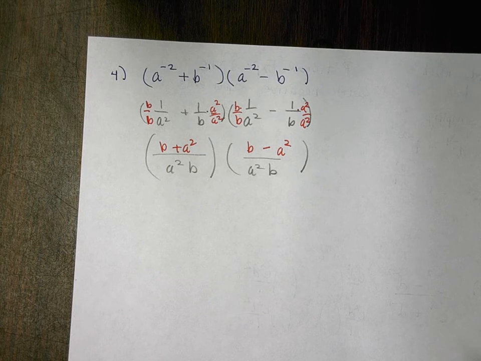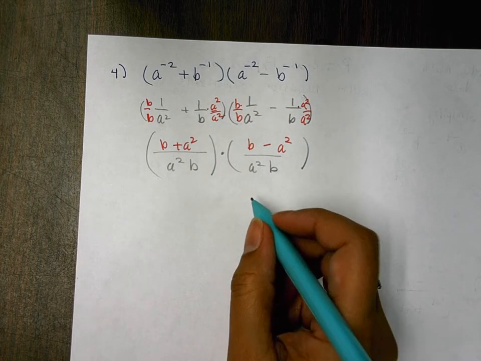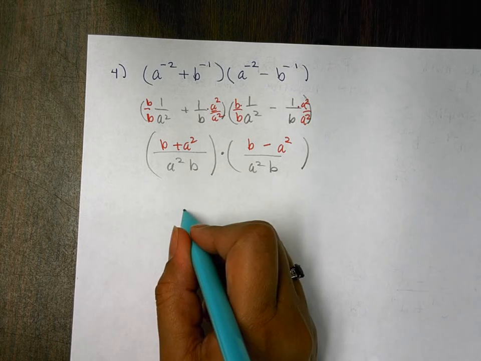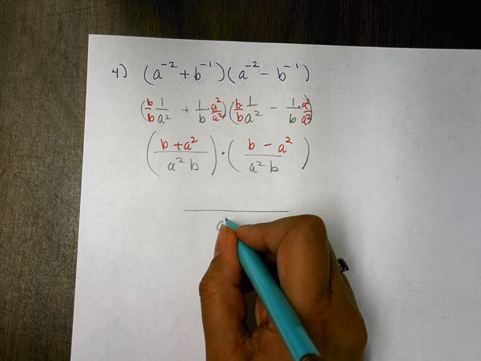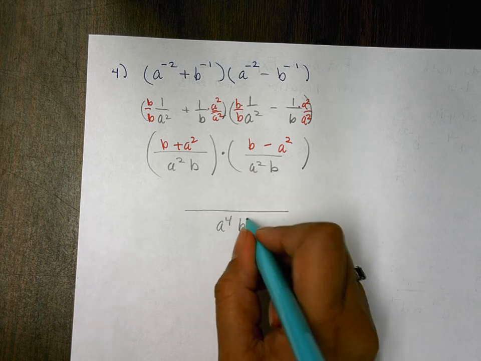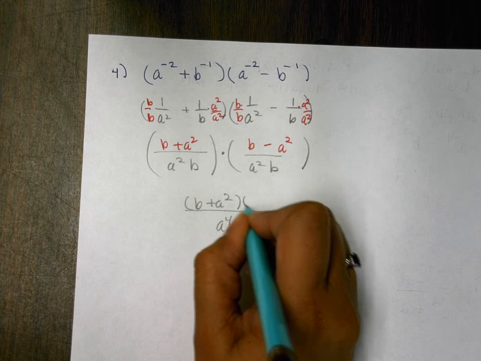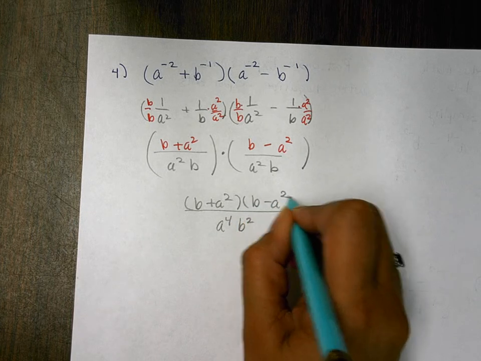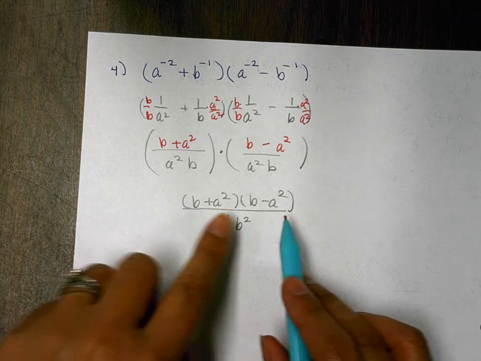I am ready to now multiply, and I don't need like terms or like denominators to multiply. So a squared times a squared is a to the 4th. b times b is b squared. And the top I'm going to leave like this, b plus a squared, b minus a squared, because it's multiplication.